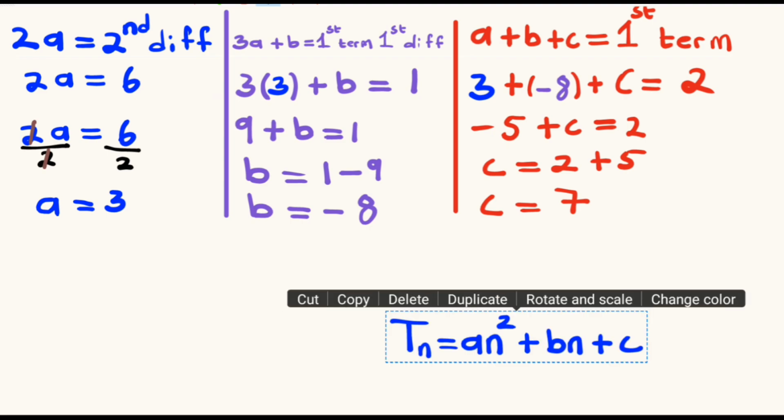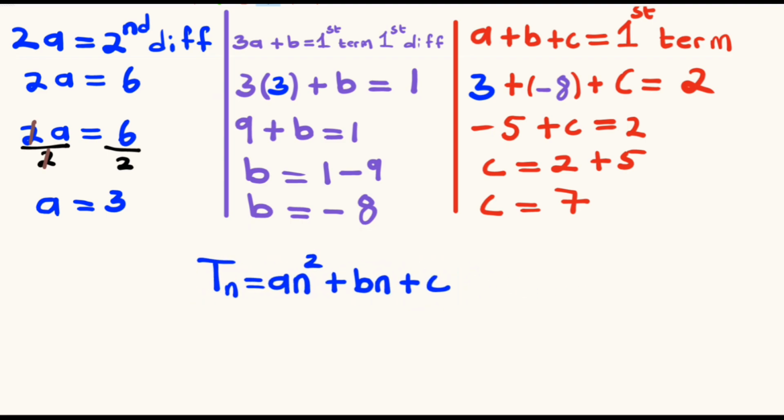We substitute into this formula. We end up with Tn is equal to 3 multiplied by n squared minus 8 multiplied by n plus 7 in the place of the c, and this will be our nth term.